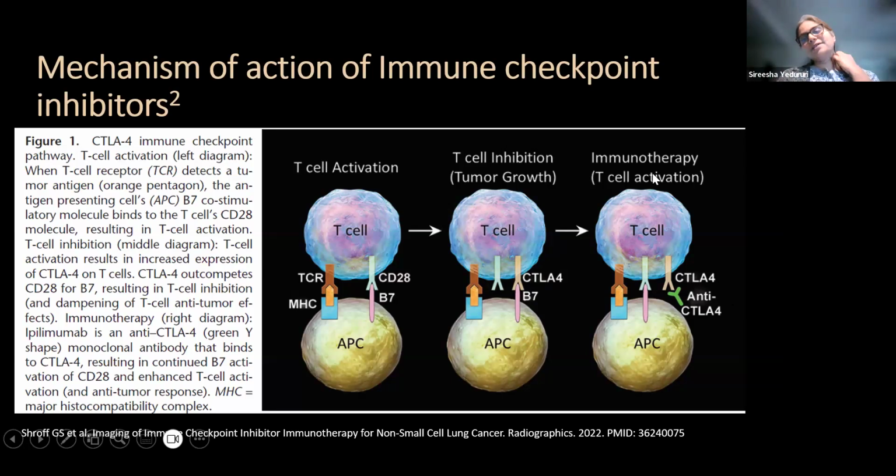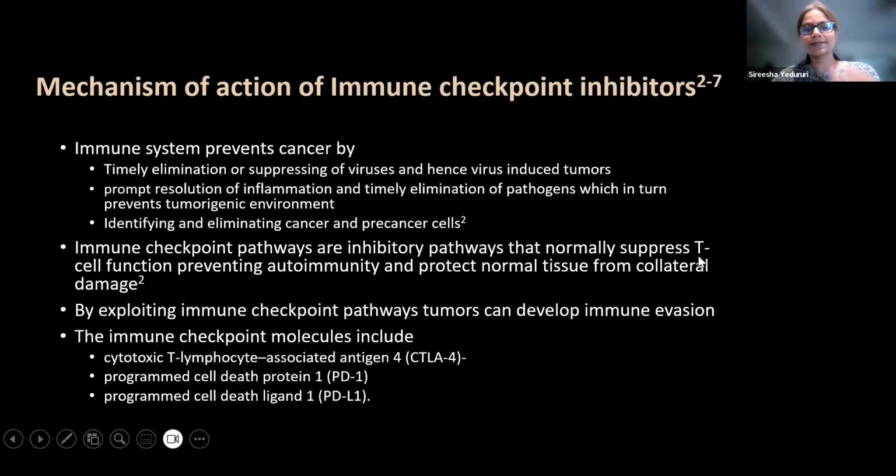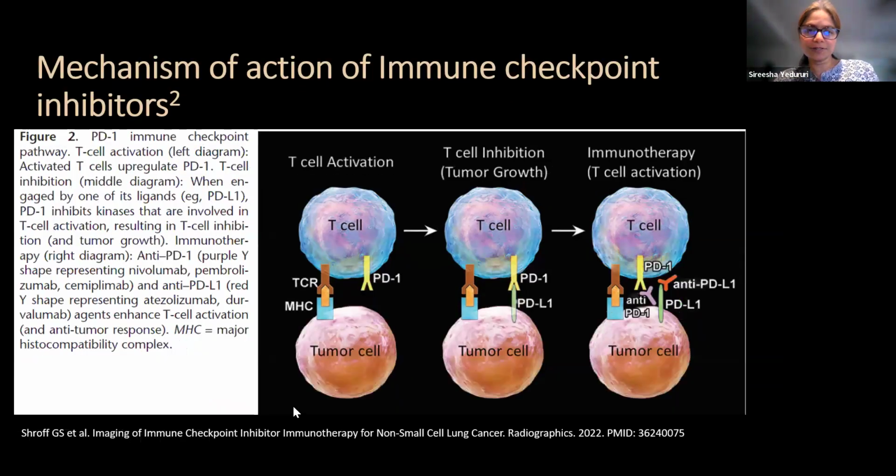Now, the activated T cells remain activated. The second molecule is programmed cell death protein 1 and its ligand. So those molecules, this is a pathway. Here, the T cell is activated by the antigen from the tumor, by the tumor cells.